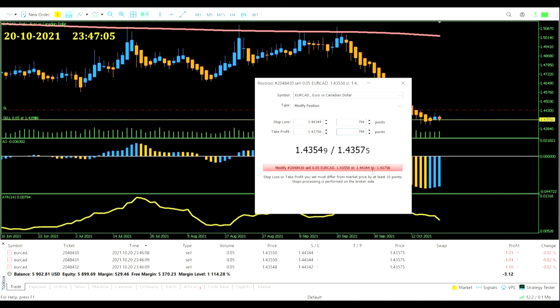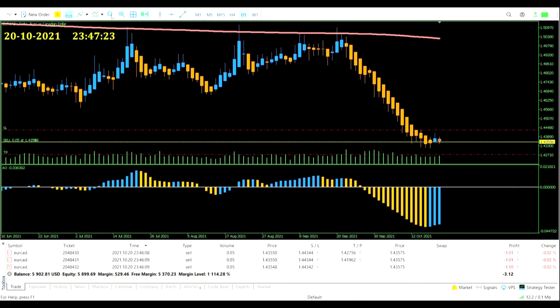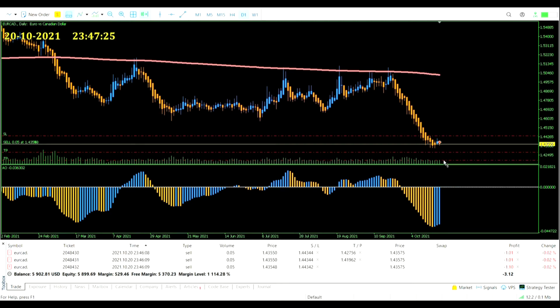So sub trade A will be 794 points. Sub trade B, twice that amount, at 158.8 pips. And sub trade C will just stay as a trailing stop loss. Absolutely fine with that. So we're finished with the ATR. Let's zoom out so we can see that second take profit line. There it is. Quite a way to go.